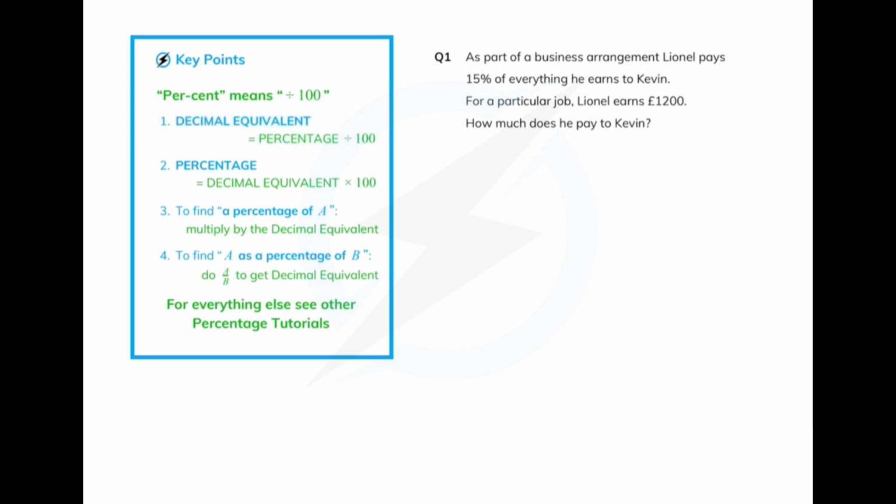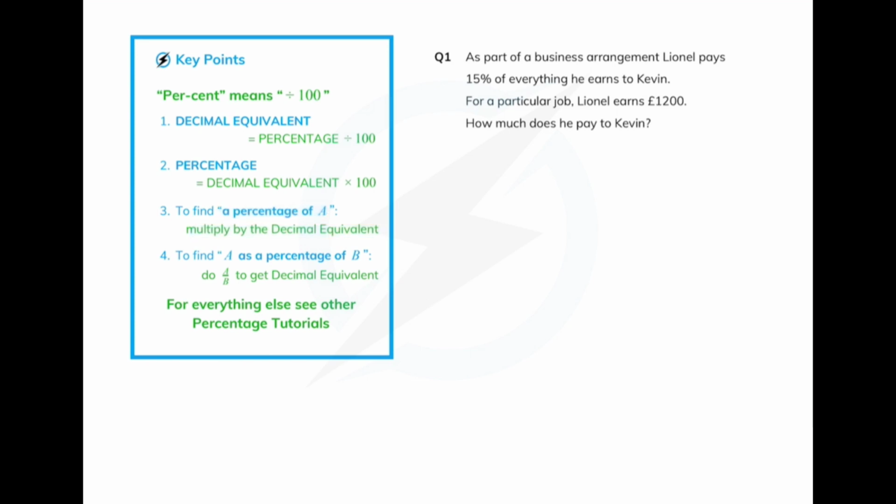And fairly clearly, if you want to find the percentage from the decimal equivalent, you do the decimal equivalent times 100. Okay, so you should be able to convert freely between percentages and decimal equivalents. They are, in fact, the same thing. Now, you'll often need to find a percentage of something, and the easiest way to do that is to multiply by the decimal equivalent.